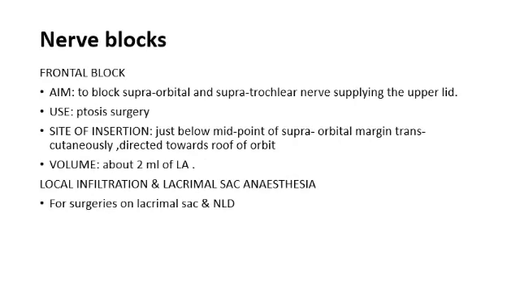There are different nerve blocks which can be given, like the frontal nerve block to block the supraorbital and supratrochlear nerves, which supply the upper lid during ptosis surgery. The site of insertion is just below the midpoint of the supraorbital margin, transcutaneously directed towards the roof of the orbit. About 2 ml of local anesthetic can be given. Local infiltration and lacrimal sac anesthesia is used for surgeries on the lacrimal sac and the NLD, where we anesthetize near the lower orbital margin and the supraorbital margin, and also near the anterior lacrimal crest.